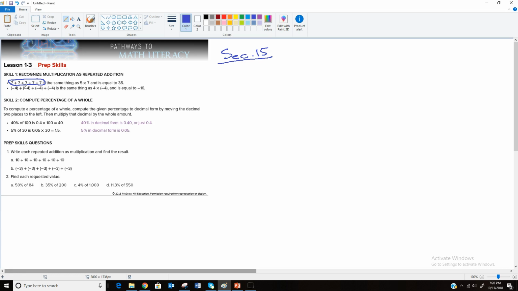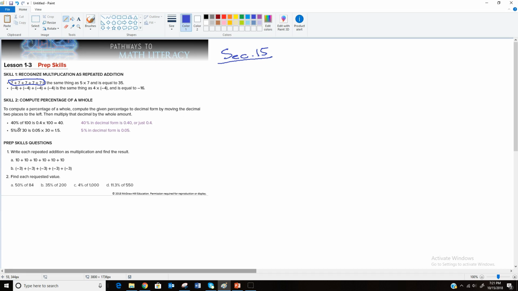Same thing with negative 4 plus negative 4 plus negative 4 plus negative 4. That's the same thing as 4 times negative 4, because we're adding negative 4 four times. And so 4 times negative 4 is negative 16.